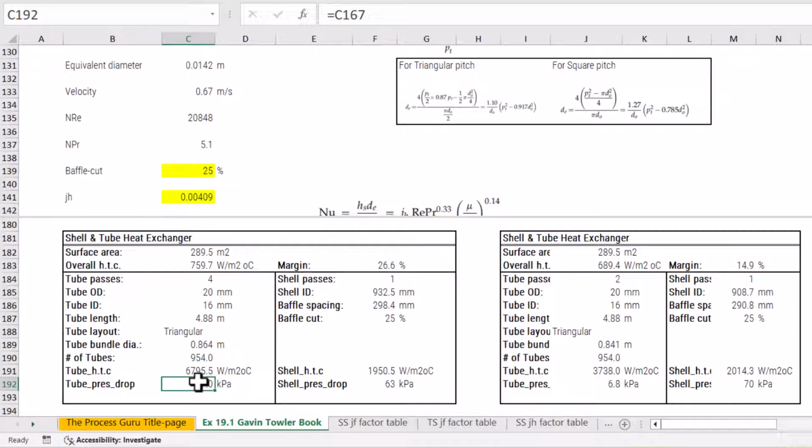So this is a very interesting tool. You can dynamically change any geometric parameters, and you can get to know how the heat exchanger performance would be affected.